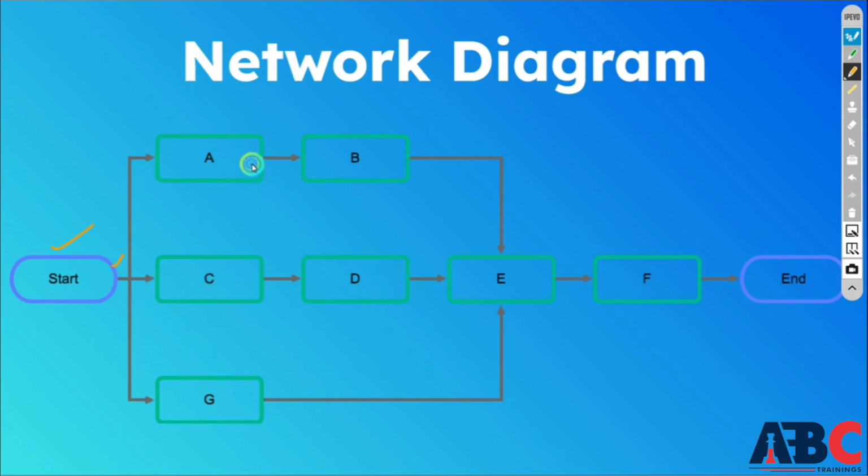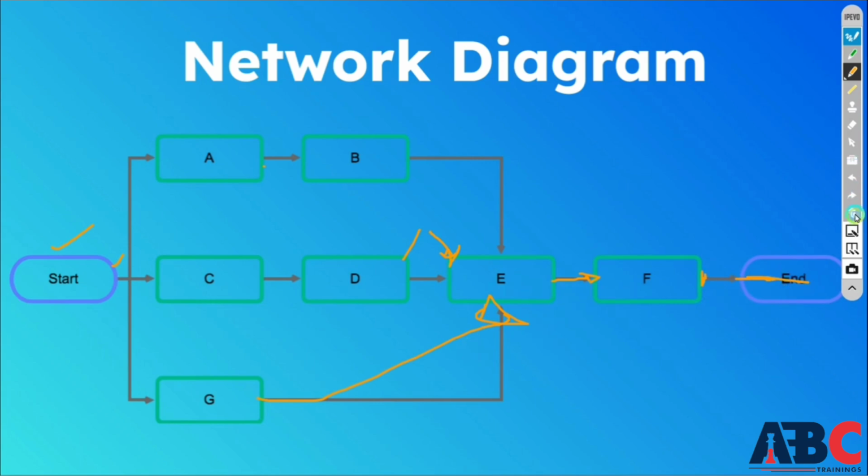After that, B activity will perform after A, and D activity will perform after B. D activity will perform after C, and E activity will perform after D. Until your D activity ends, your E activity cannot start. Till the time your G activity ends, your E activity can perform. So these are dependencies. After E activity, your F activity will start. After F activity ends, your project will end.